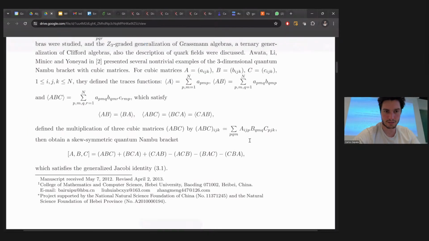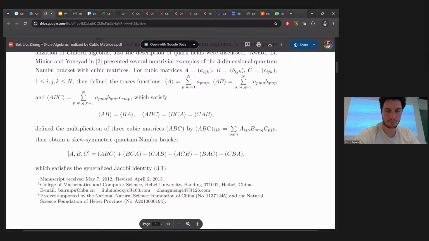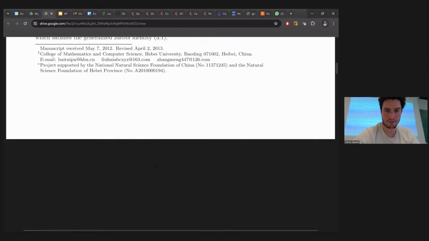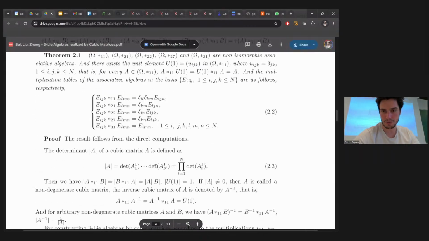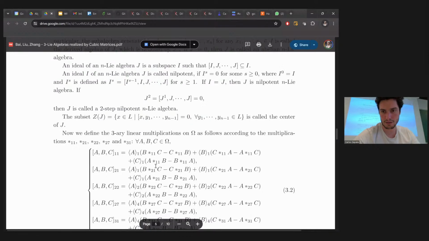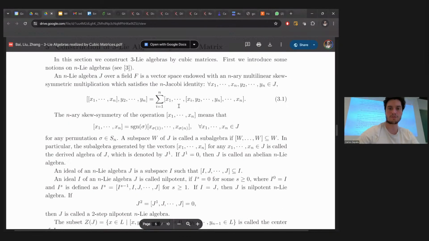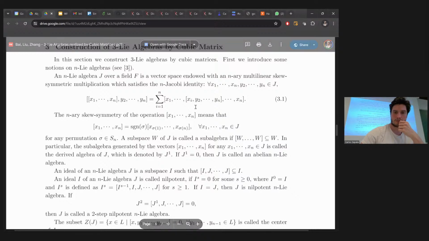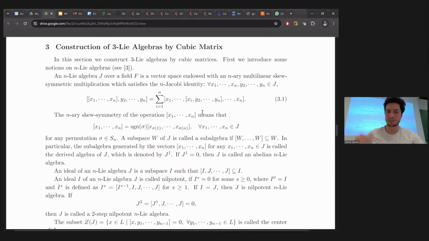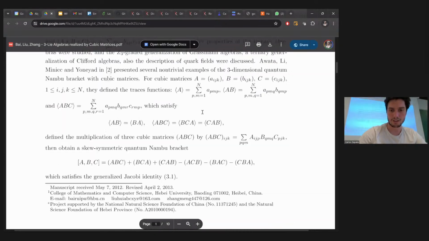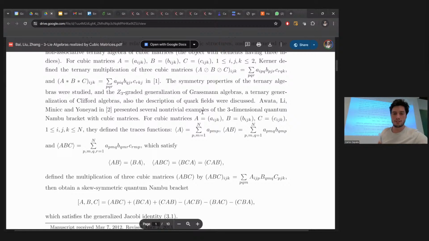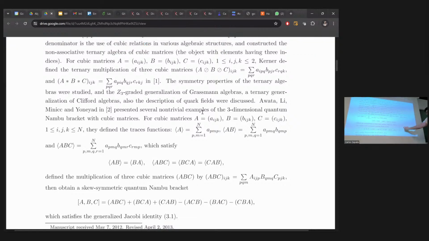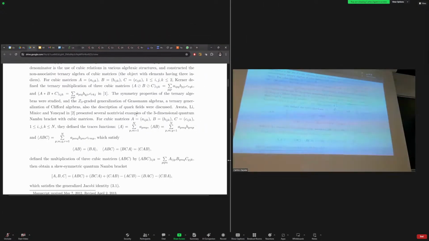That's the product. They claim that the skew-symmetric bracket satisfies the Jacobi identity 3.1, which is here. Oh yeah, the correct one. That's my Jacobi identity. So okay, interesting. So this is why I remember. This is a good, interesting exercise. So this is the product, with the indices ijk, p, and then q.